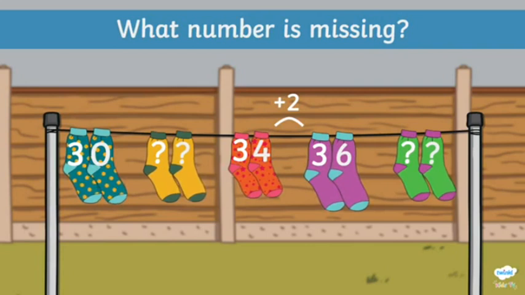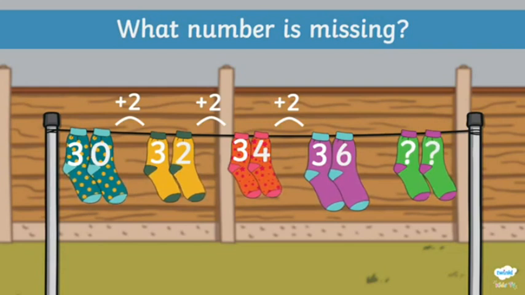Next, we can look at the number at the beginning, 30. We know that one set of numbers has a difference of 2. Now we can try adding 2 to 30 to find out what the missing number might be. 30 plus 2 equals 32. But we need to check that this is correct. We know that 34 is correct, so we need to check that when we add 2 to the number 32, it will equal 34. This will prove that this set of numbers is going up in twos.